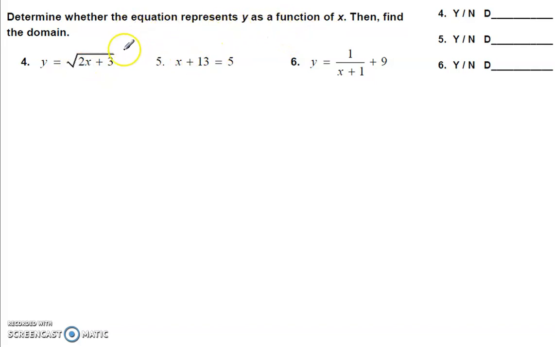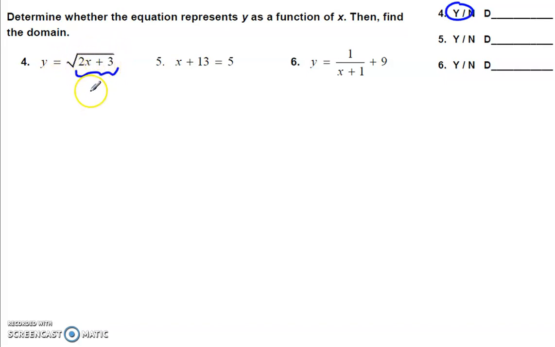All right, to determine whether it is a function and finding the domain. First, is it a function? Well, we have an x to plug in and a y to get out, so yes, that's a function. The domain, in order to find the domain, I have to find the possible x values. Well, I have to determine what can I have under a radical sign.